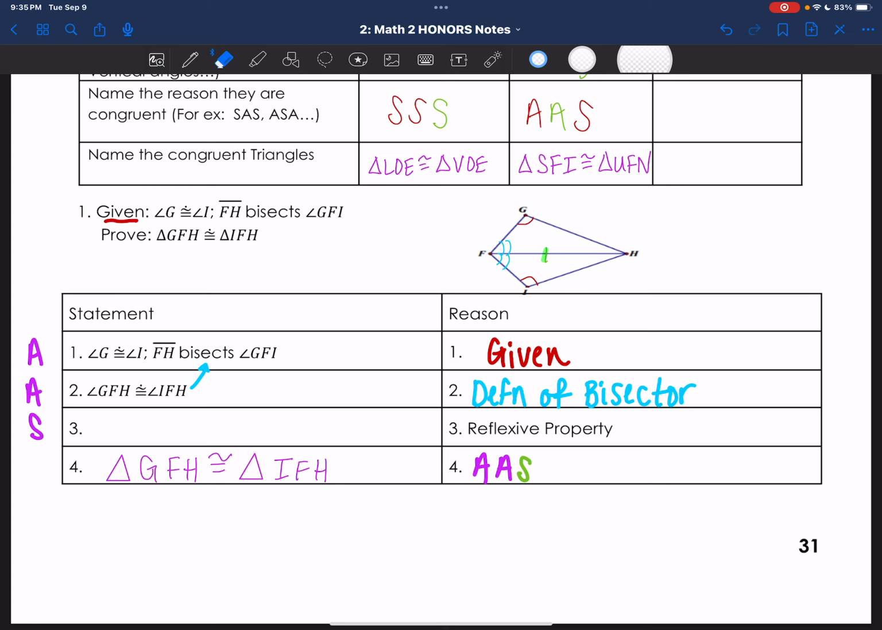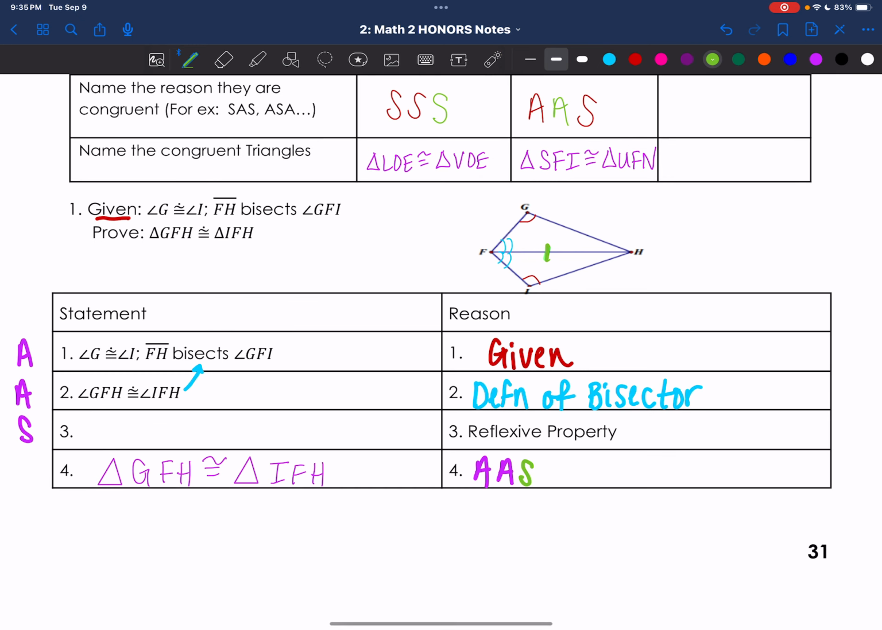Okay, so now let's write this last part here. The last part that's not written is that segment FH is congruent to itself. So we can write segment FH is congruent to segment FH. And we know that because of the reflexive property. So again, it's equal to itself.